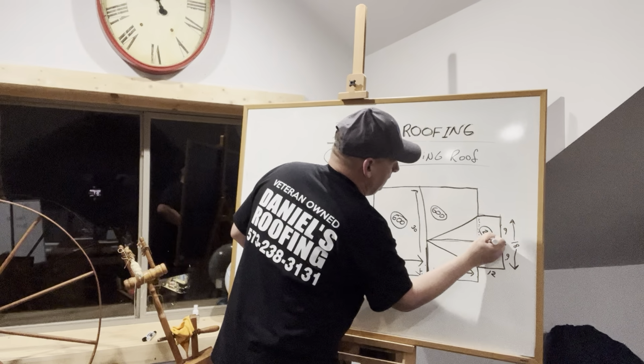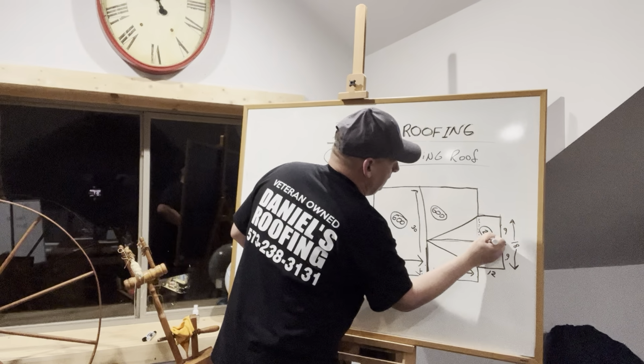600. 600. And 216. 1, 2, 3, 4. This is crucial. You got to pay attention to make sure you get all your little circles. Because if you miss a section, you're going to mess this roof up. You're going to bid half the roof or so. So now we're going to add all these.